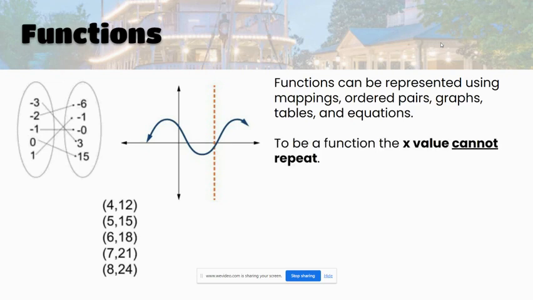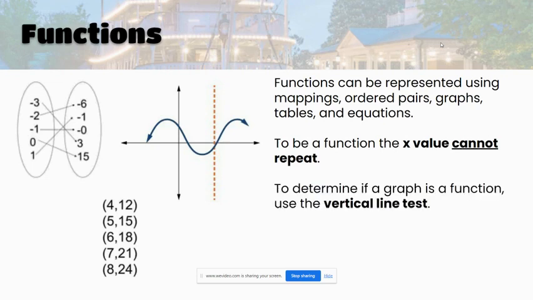To be a function, this is the most important thing. The x value cannot repeat. It is totally fine if the y value does, but the x value cannot repeat. And to determine if a graph is a function, we're going to use the vertical line test, like shown here. I've got a vertical line. I'm basically going to drag it across this graph, and if it only touches once at all times, it's a function. If it touches twice, it's not a function.